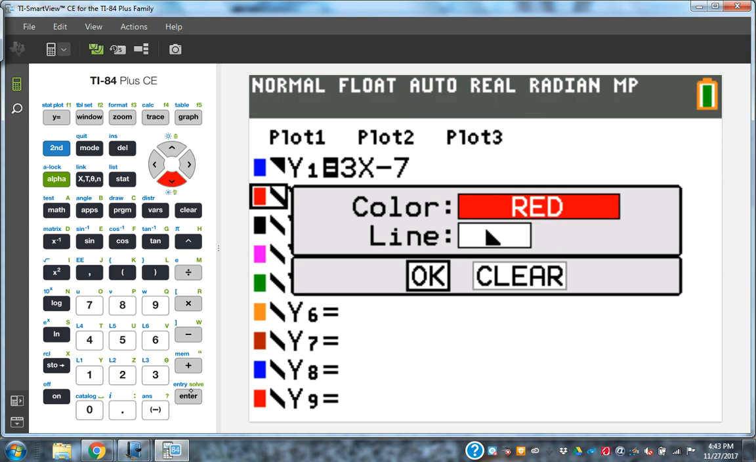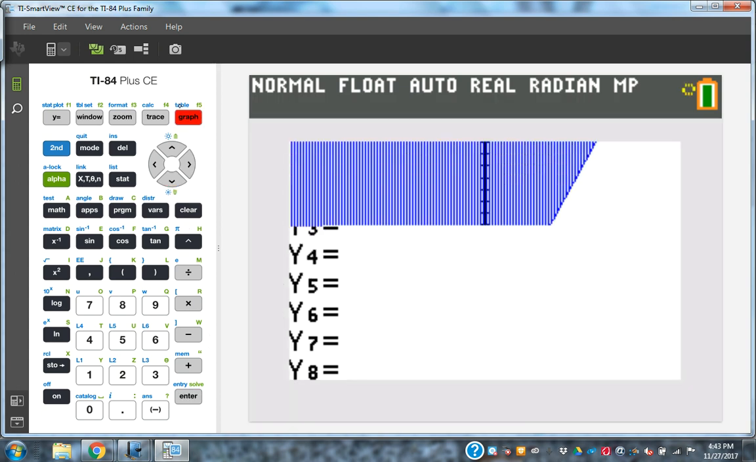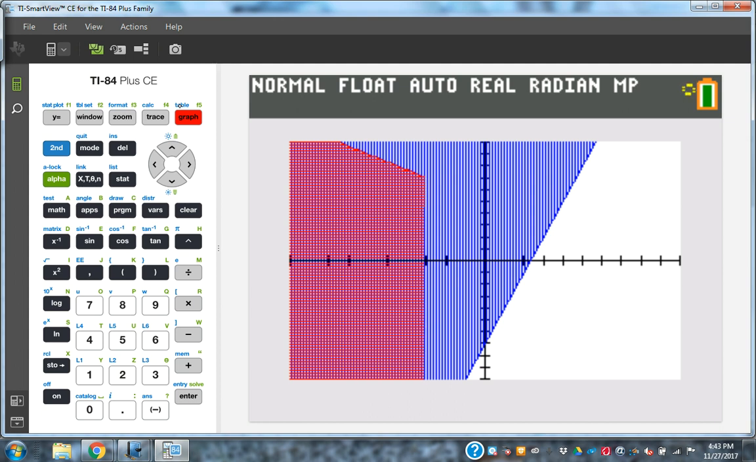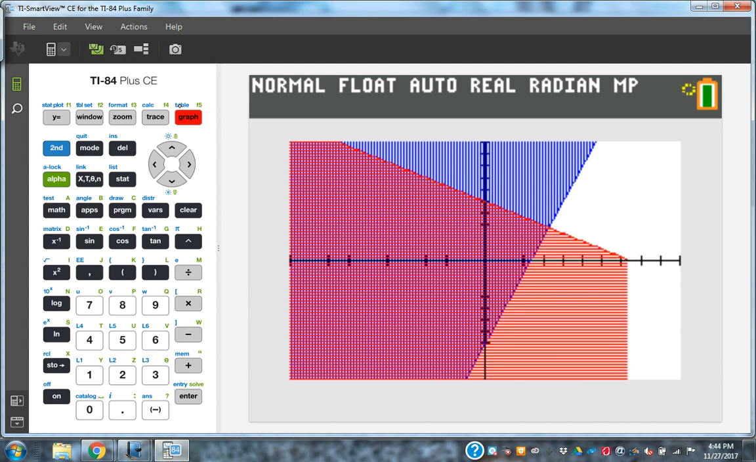And then, okay. And then hit graph, and we see that same picture. And there we have our overlap here in our graph. It mixes the colors pretty well, makes a nice little purple with the blue and red. Any art majors out there? You may not have ever done that with the graphing calculator.